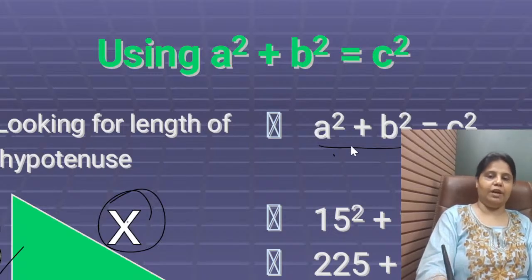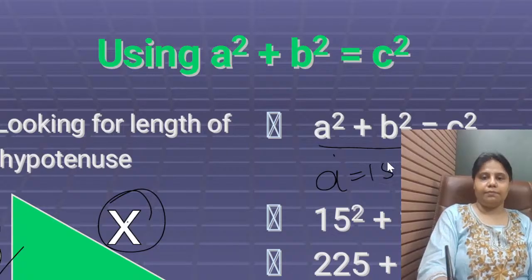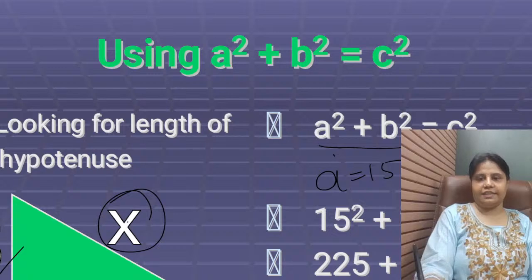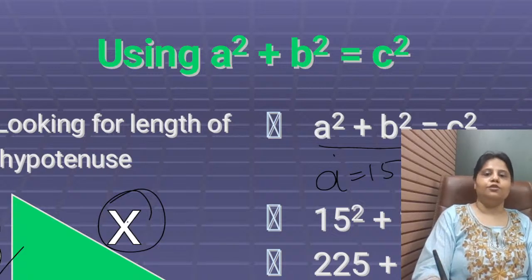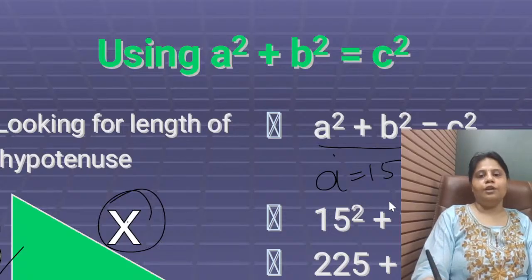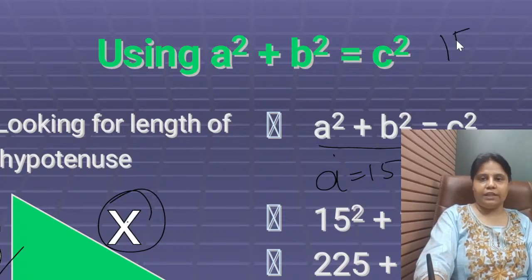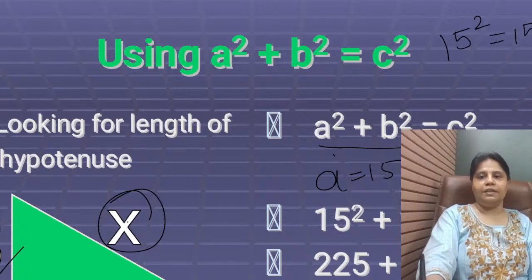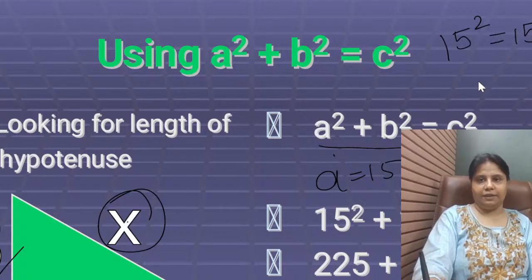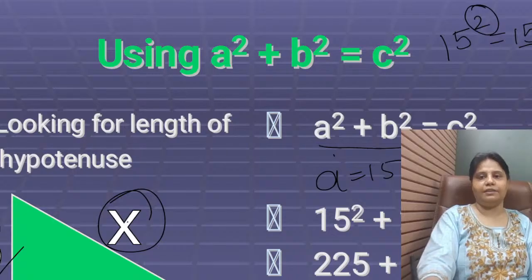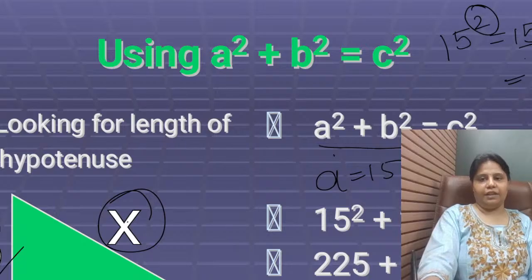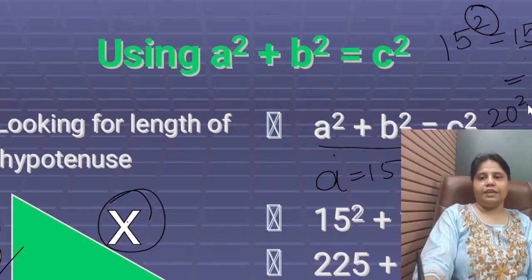So a is 15, b is 20, and c is x, that is what we need to find. So a square is 15 square, b square is 20 square. The square of any number means we multiply the same number 2 times. So 15 times 15 will be 225, and 20 square is 20 times 20, which is 400.